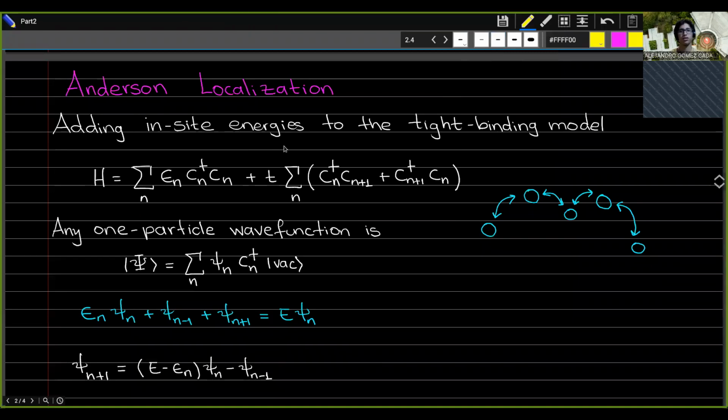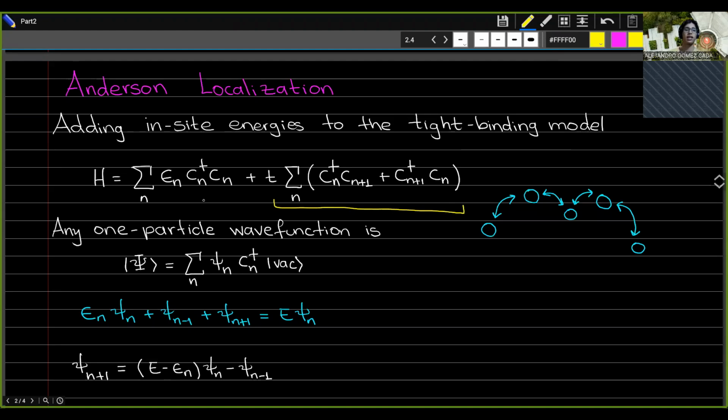Now for the Anderson localization problem, we only need to add some extra terms to the tight-binding model. So we saw that the tight-binding model has the hopping between sites. In the case of one dimension, we can restrict to nearest neighbors, left and right. So this is the term we saw before.